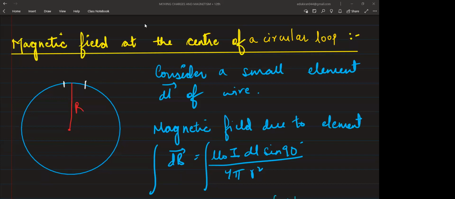Okay, class. Now see, magnetic field at the center of a circular loop we have to find. So this is the length dl. This is always tangential to the circular part. So this is making an angle of 90 degree here. And let's say some current I is flowing within this circle. So you will consider a small wire dl. For this dl, if we are calculating the magnetic field at the center of the circle O, we have B is equal to mu naught I dl sine 90 degree by 4 pi r square. Theta is 90 degree here, right?